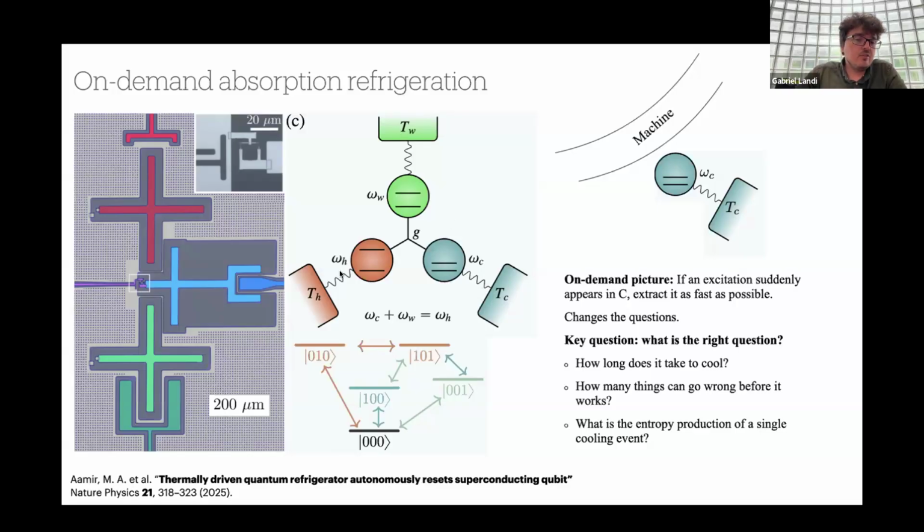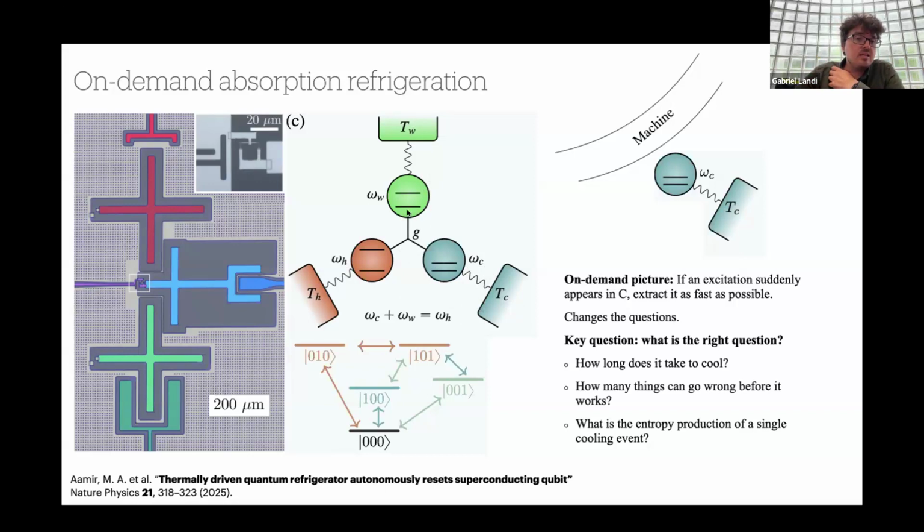And so the basic idea of an absorption refrigerator is that if the cold system was not present, you would have a flow of heat from TW to TH. That is the natural direction of heat flow.